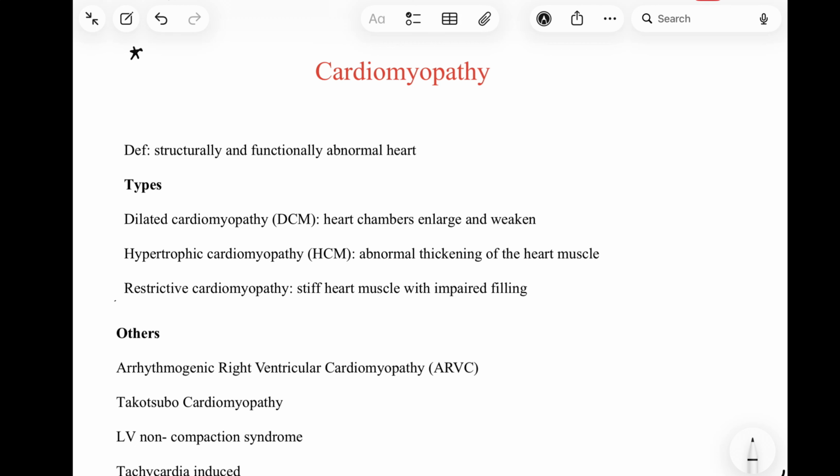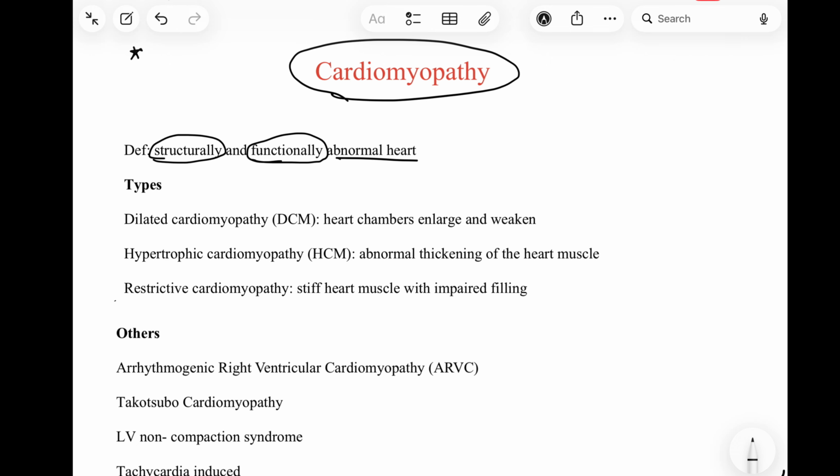So today we are going to study about the cardiomyopathies. So how do we define cardiomyopathy? Cardiomyopathy is a structurally and functionally abnormal heart. What type of structural abnormalities can we get? We can get hypertrophy, we can get dilatation, right? And what about the functional abnormalities? There could be systolic or diastolic dysfunction, right? So cardiomyopathy is a structurally and functionally abnormal heart, right?